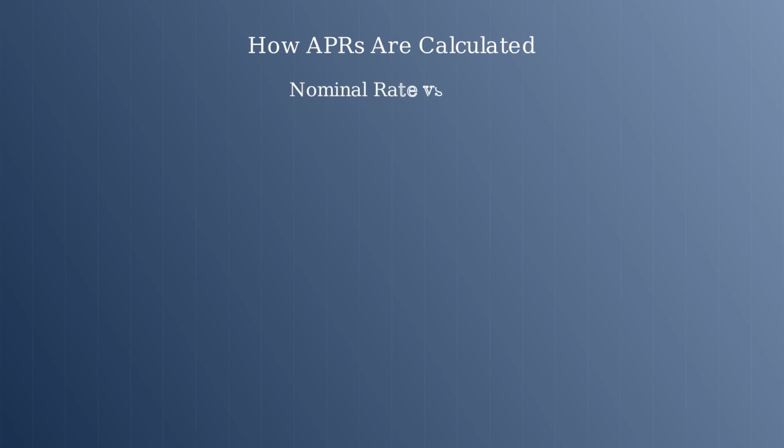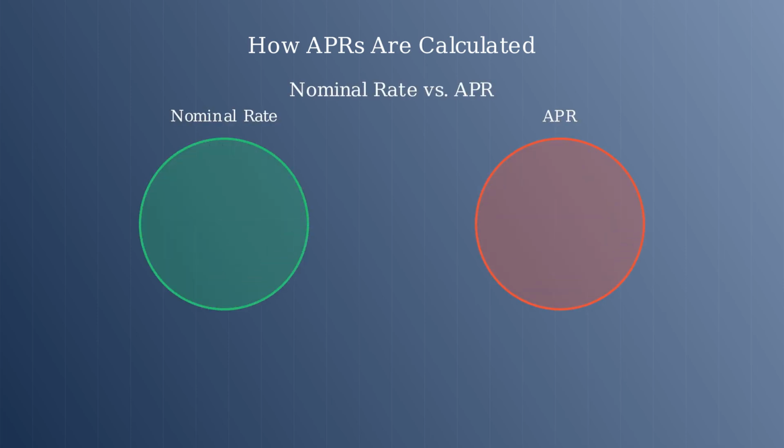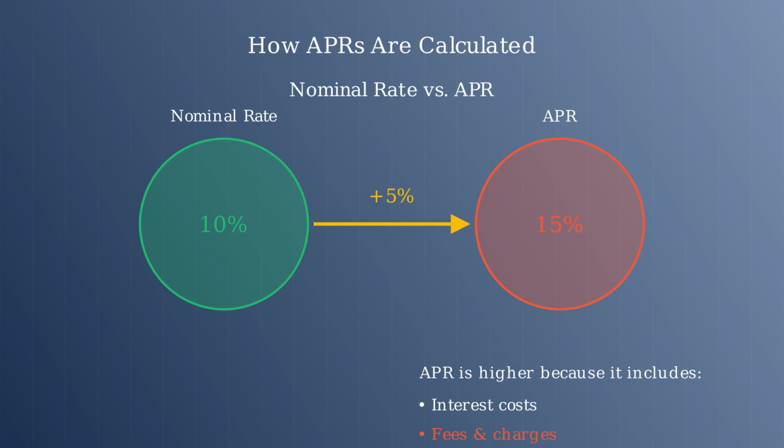Let's visualize the difference between the nominal interest rate and the APR. The nominal interest rate is 10%, but the APR is 15%, which is higher because it includes both the interest and the fees. This represents a 5% difference between the nominal rate and the APR. This is why APRs provide a more complete picture of the true cost of borrowing, as they include all required fees converted into an equivalent interest rate. Understanding how APRs are calculated helps you make more informed financial decisions.